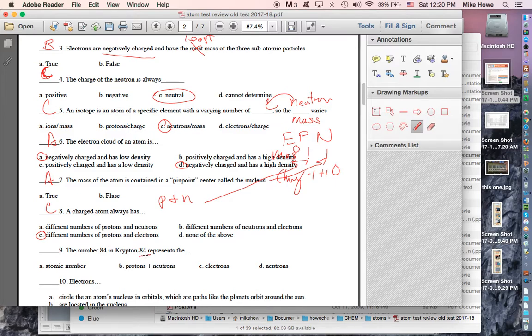84 in this number is the mass. So 84 is the mass. Now, if it's the mass, then that includes the protons and the neutrons. They're the things that have mass, remember? So that'd be B.